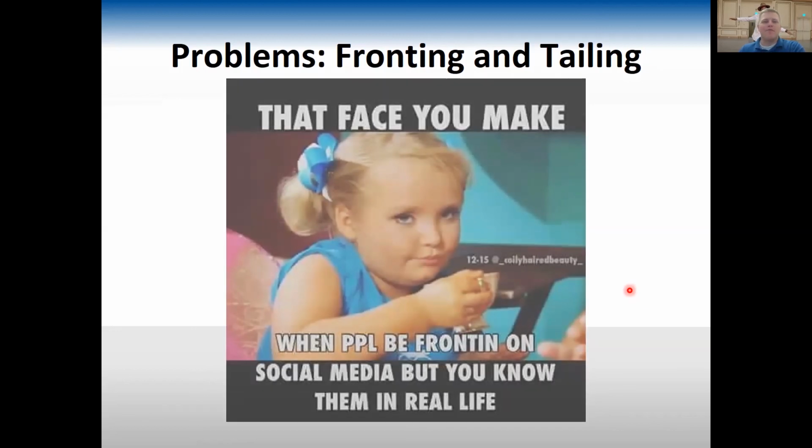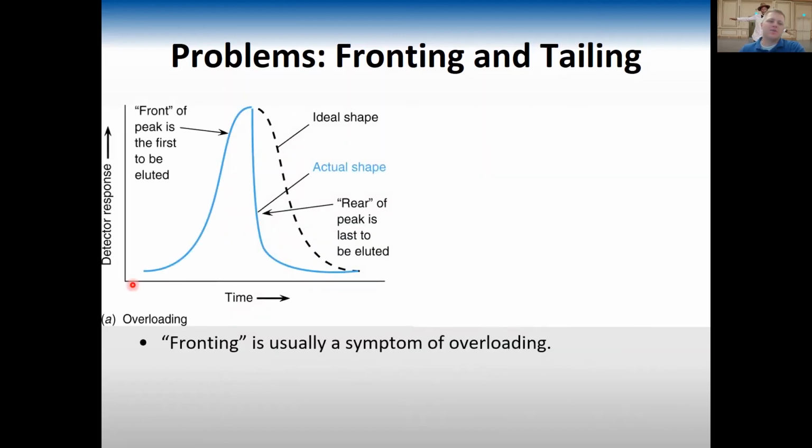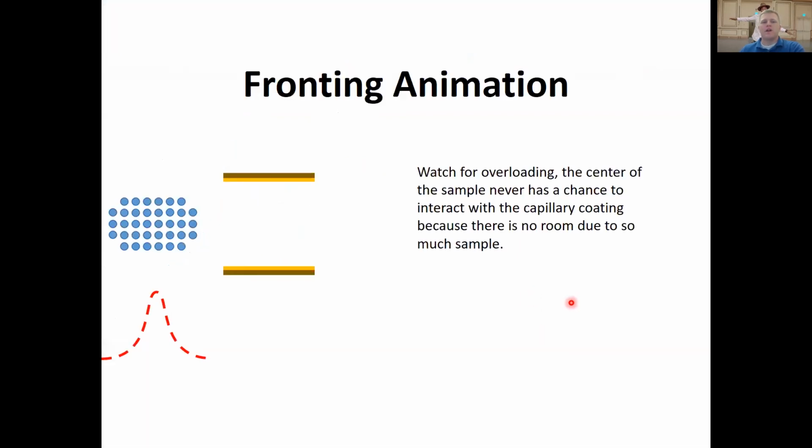All right, but fronting, what this is when the front of your peak looks normal, but then the back of your peak just kind of disappears. So fronting is usually a symptom of overloading your column, so you put too much sample on your column. To give you a better idea of what's going on there, let's say these gold bars here are the walls of our column.